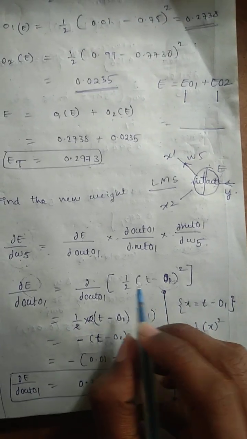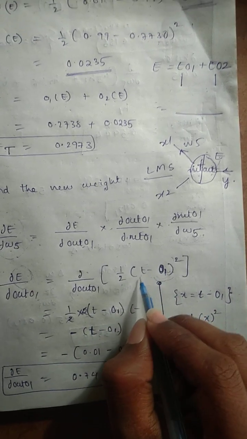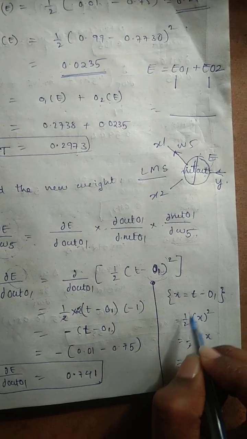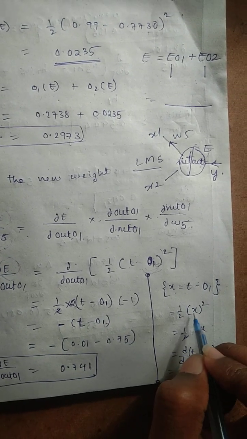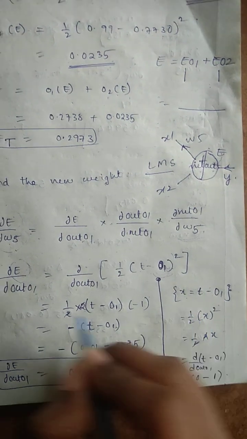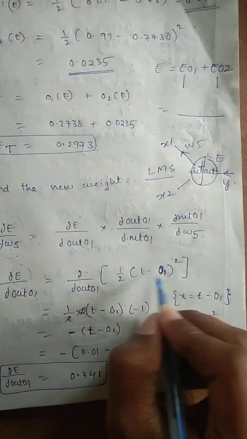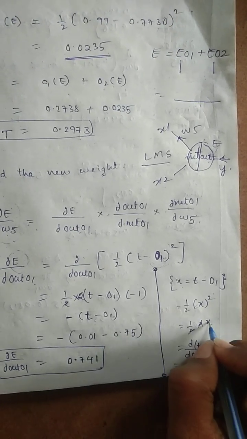Okay, let's do the derivation for this part. Let's assume t minus out1 is the x value, and the expression is half of x square. If we apply the derivative to this, we get half into the derivative of x square, which is 2x.